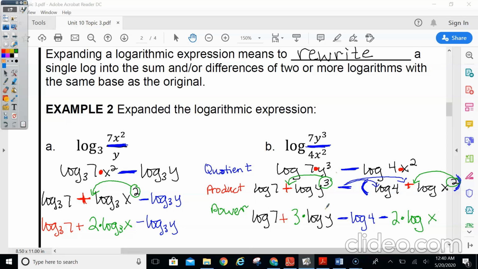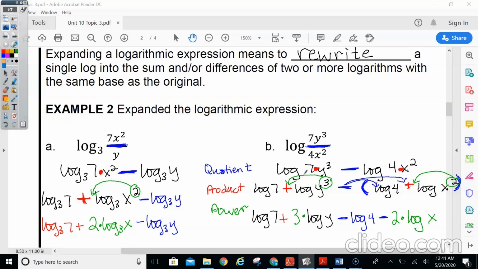So in the end, any positive log, like right here, the log 7 was positive and the log 3 of x was positive because they were both in the numerator. Here, the 7 is in the numerator and the y is in the numerator, so those are positive. If they're negative, that means they were originally in the denominator. So a negative here means denominator: 4 and x squared were in the denominator, so that's why both of them are negatives.